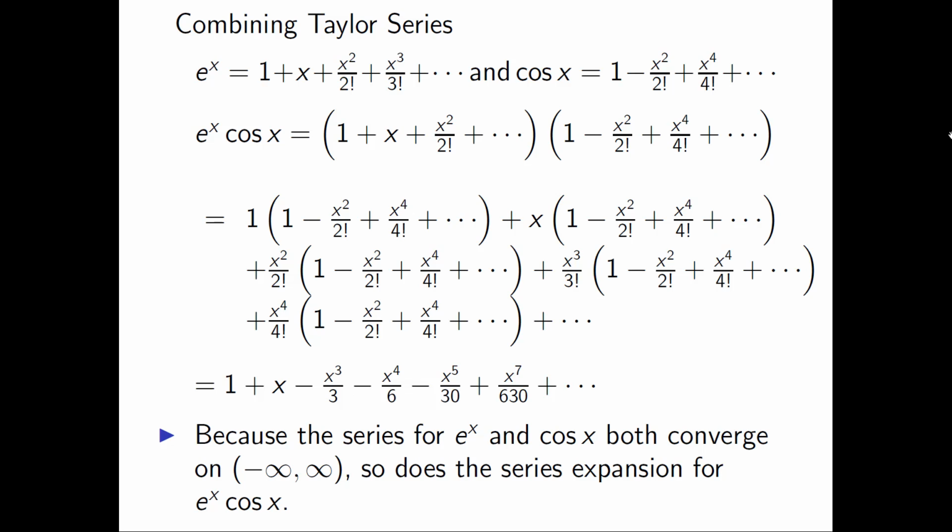Oh, and yes, with one more note, both e to the x and cosine x converge everywhere between negative infinity and infinity. So therefore, so does the series expansion for e to the x cosine x.